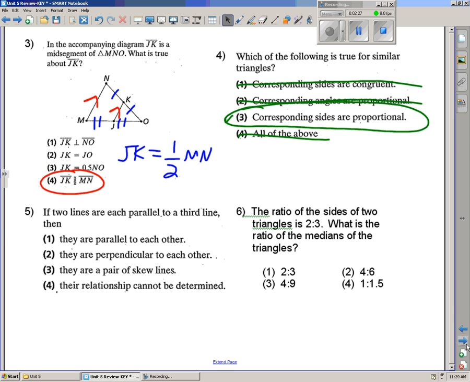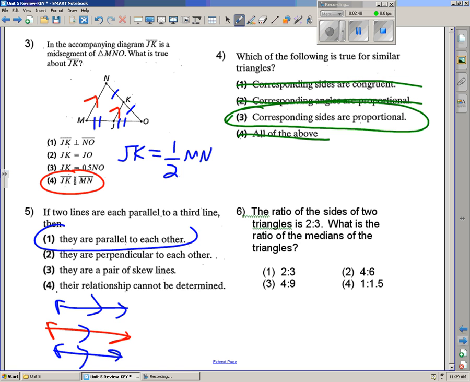If two lines are parallel to a third line, well, if I've got two lines that are parallel to a third line, if this line is parallel to this line, these lines all better be parallel to each other. This can only be choice 1.